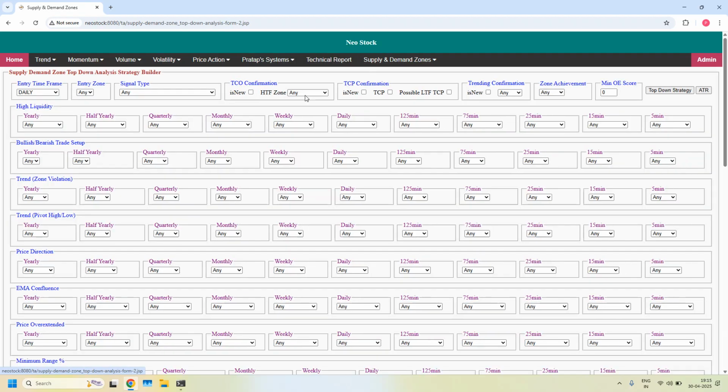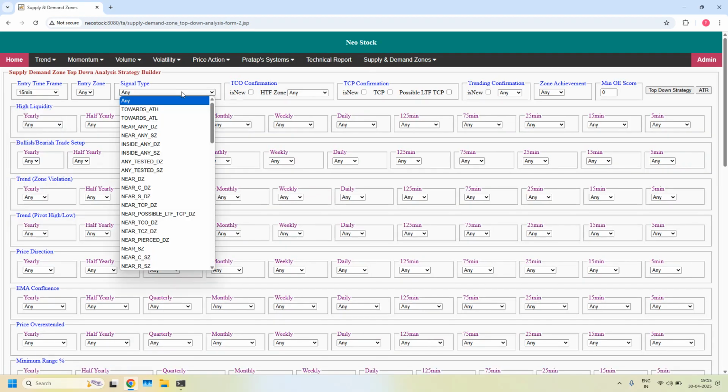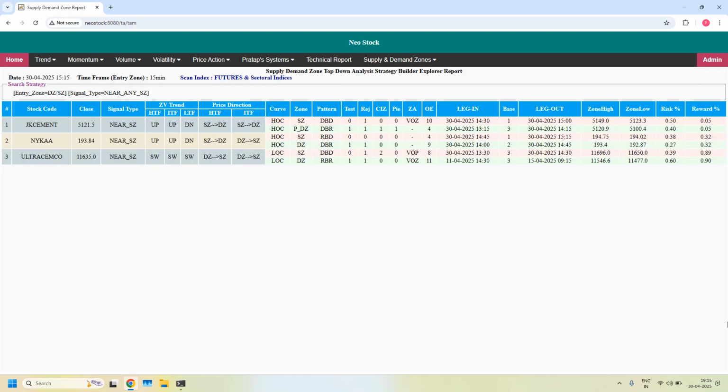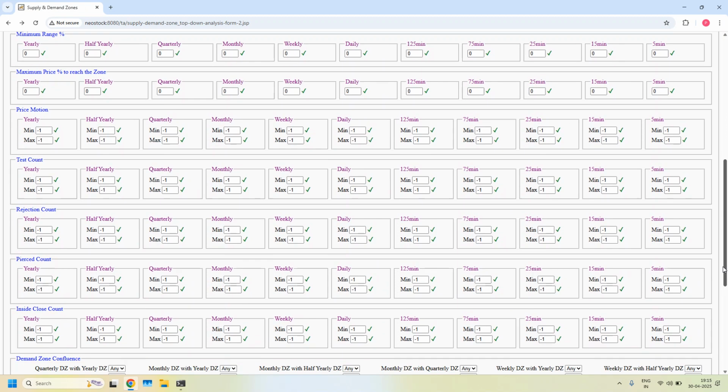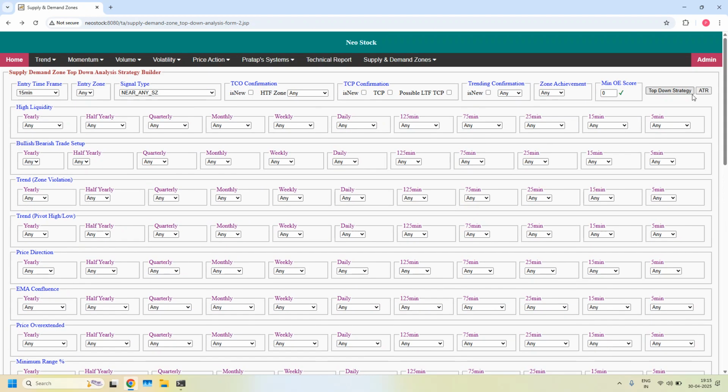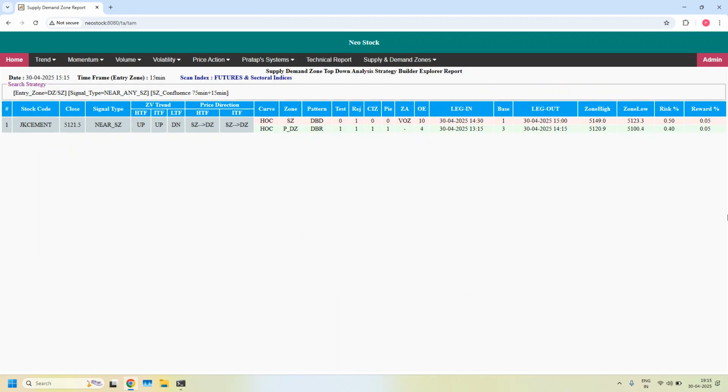Okay, next 15 minutes time frame, stocks near to the 15 minute supply zone, we got 3 stocks. Let's verify if any of these 15 minute supply zones have confluence with a 75 minute supply zone. I am enabling the filter. With this filter, out of 3 stocks, we got only 1 stock. So this 15 minute supply zone overlapped with 75 minute supply zone. But see, the RR is very poor.